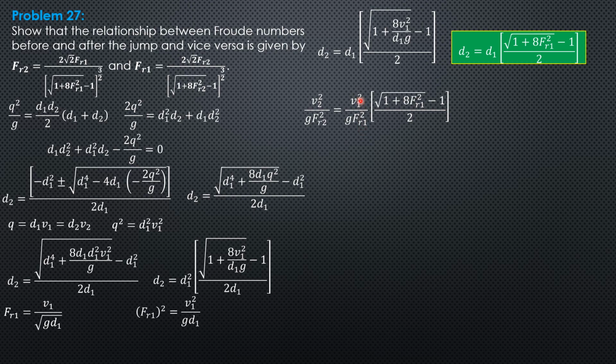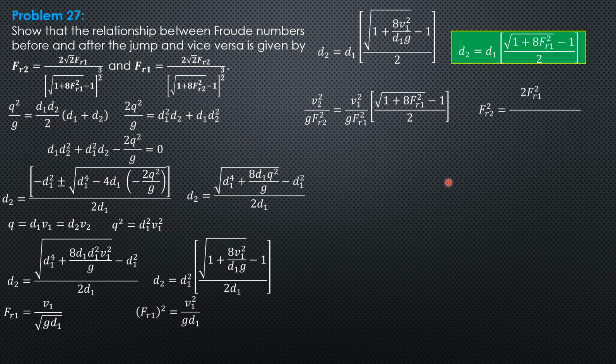This is depth 1 from that formula. And depth 1 here is v1 square over g fr1 square. So don't be confused with that. Then we just copy this.